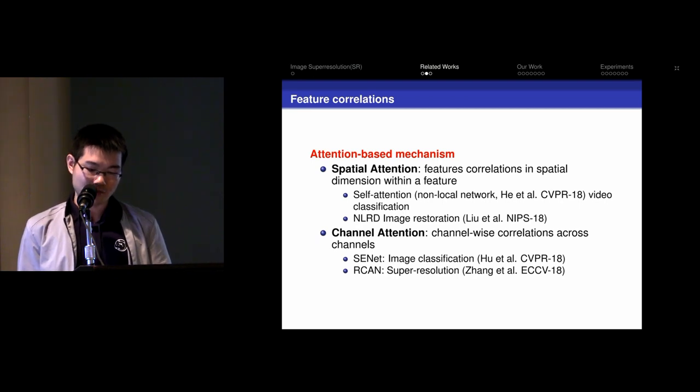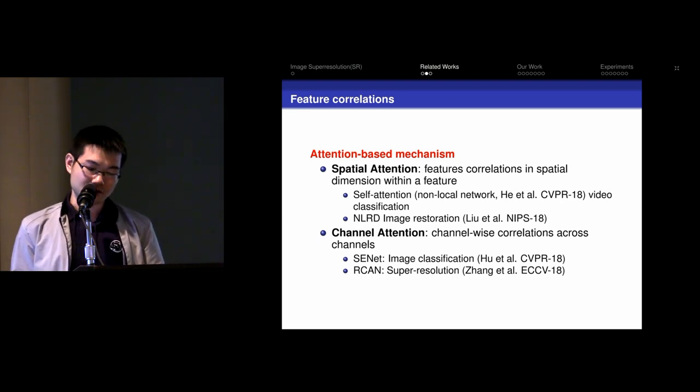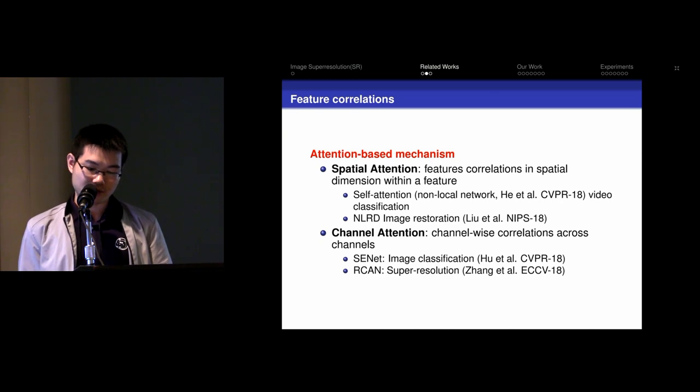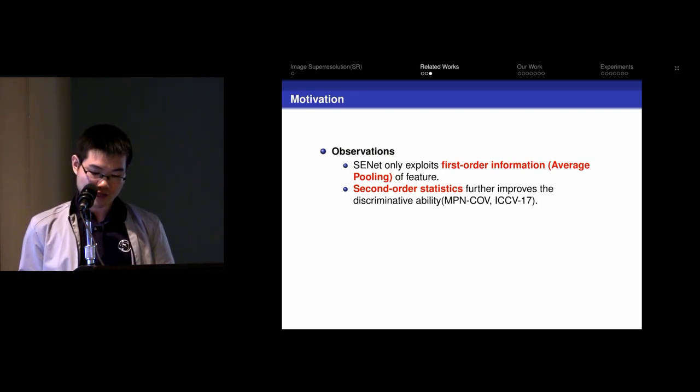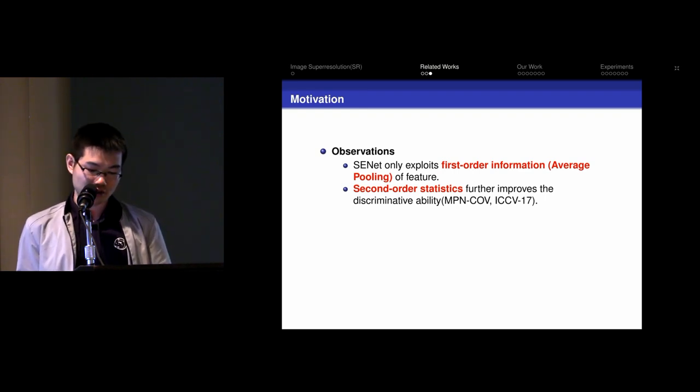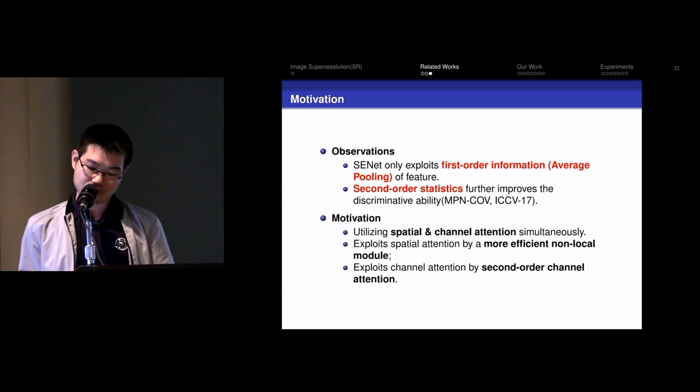Instead, channel attention methods usually explore the channel-wise correlations across channels. A typical method is SENet; later Zhang introduced SENet to CNN-based models for super resolution. Motivated by the above observation, we know spatial and channel attention individually help to improve the feature expressions. And second, most existing CNN-based methods only explore the first-order information of features, like using average pooling. In addition, some works show second-order statistics further improve the discriminative ability of the network.